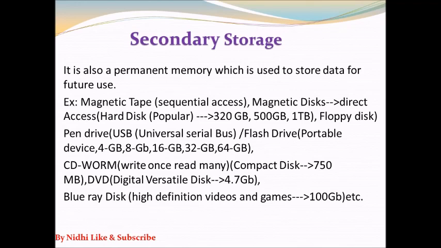CD means compact disc, CD-WORM, write once, read many times. That comes in 750 MB. DVD, digital versatile disc, comes in 4 to 4.7 GB forms. Blu-ray disc is also a type of secondary storage that stores high definition videos and games, and it can store up to 100 GB of data. So this is a small overview about secondary storages.